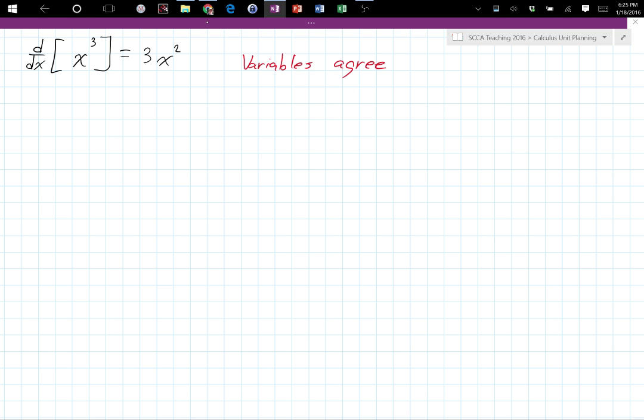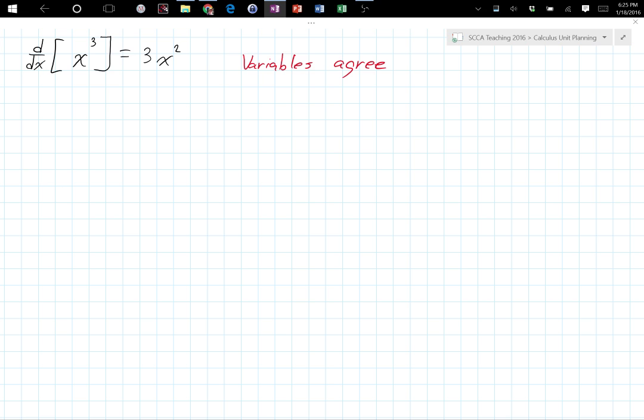Now, what happens if the variables don't agree? Let's think about what happens if I take the derivative of y with respect to x. Well, this variable and this variable don't agree. But y is a function of x. So, as unexciting as this is, I get dy dx. Nothing new, we've worked with this before.